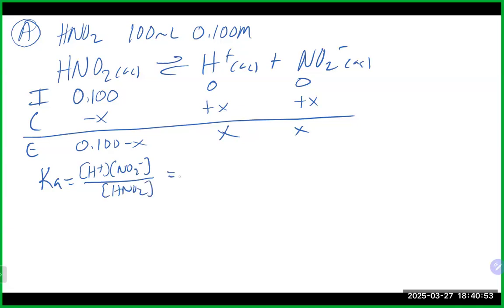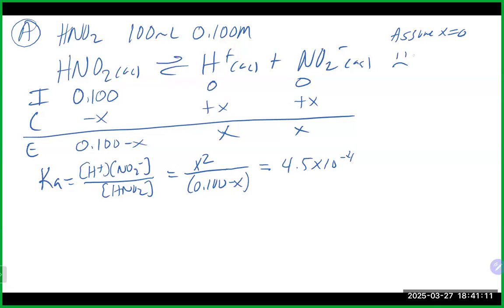And that's going to give us x squared divided by 0.1 minus x, which equals our Ka value of 4.5 times 10 to the minus 4. That is a small K value, so you could assume that x is approximately 0. And because you are professionals, you know that is a bad one at like 6.7%. So that is not going to work for you. If you didn't check that, by the way, it's a bad assumption.